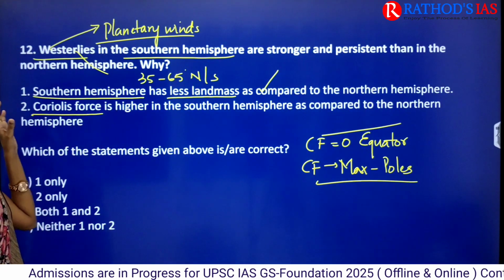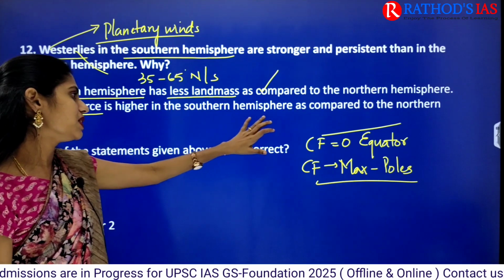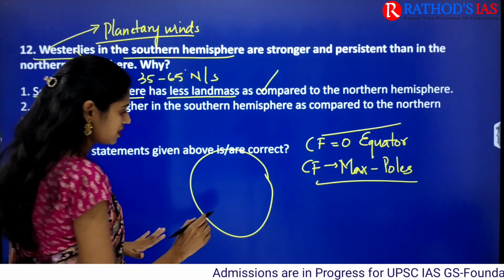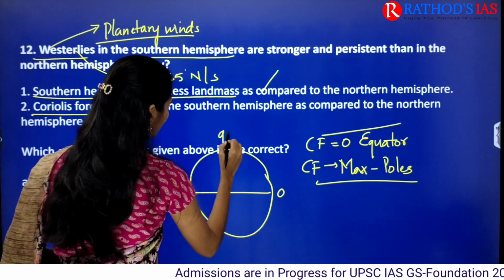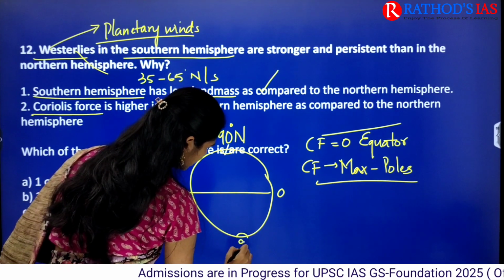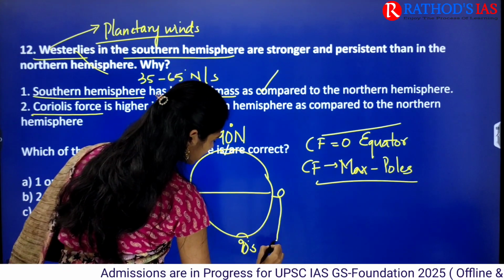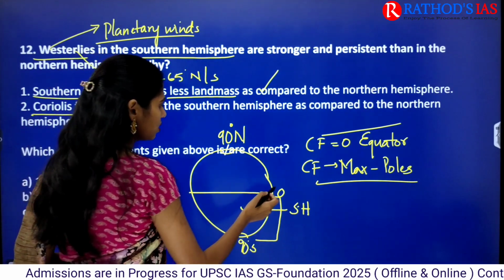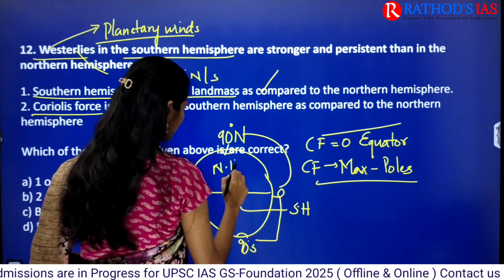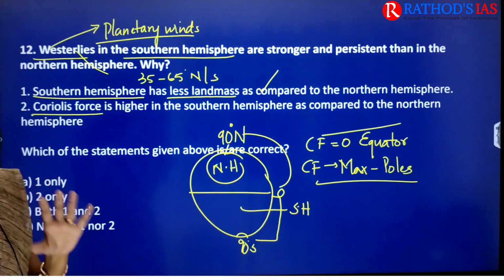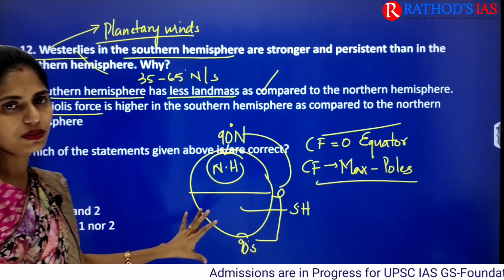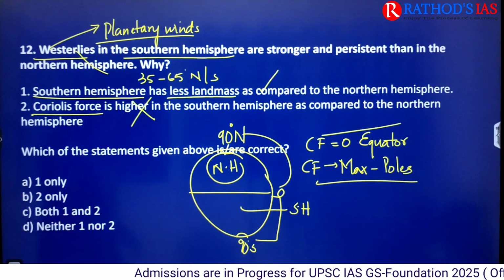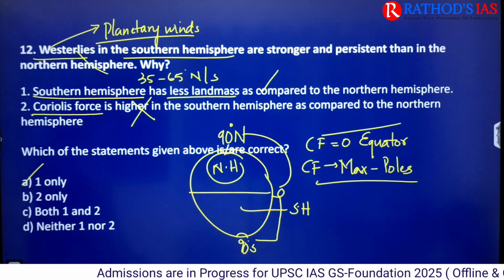So this statement is saying that Coriolis force is higher in southern hemisphere compared to northern hemisphere. What are the southern hemisphere and northern hemisphere first? This is the equator, this is 90 degrees north and this is 90 degrees south. The region between 0 to 90 degrees south is the southern hemisphere. The region from 0 to 90 degrees north is the northern hemisphere. So Coriolis force is the same in the northern hemisphere and southern hemisphere. There is no differentiation of Coriolis force. So this statement is incorrect. So the correct option will be A, 1 only. Clear?